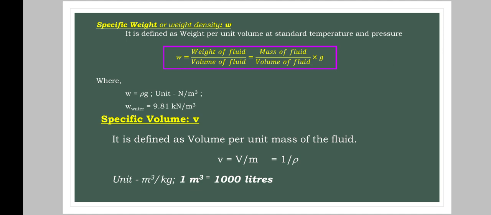And after that, the specific volume. The definition of the specific volume is the volume per unit mass of the liquid. Small v defines the specific volume, and capital V defines the volume of the mass. So small v is equal to capital V by m, that is 1 by rho. The unit will be meter cube per kg. Here 1 meter cube is 1000 liters.